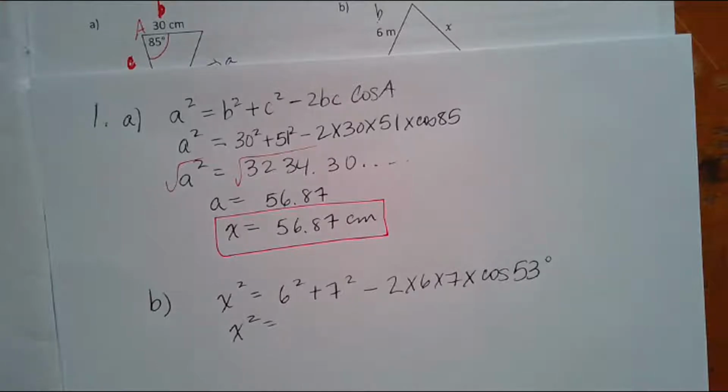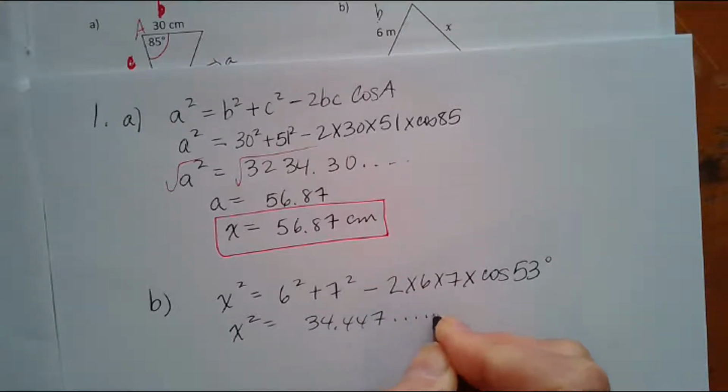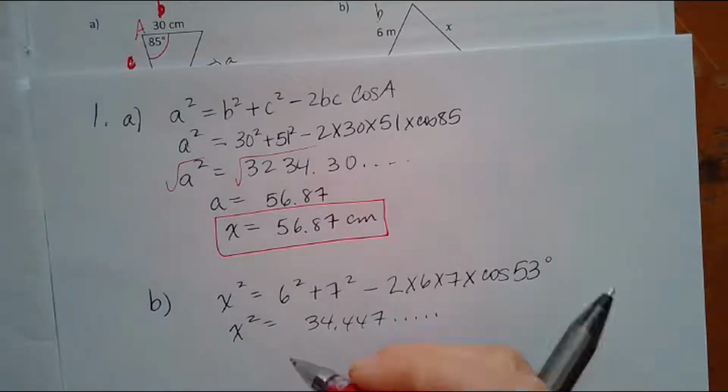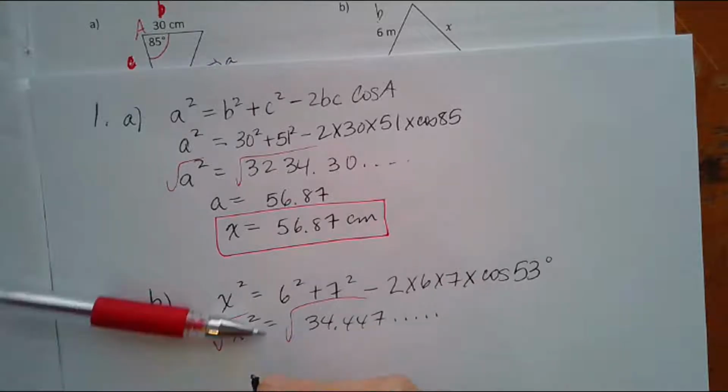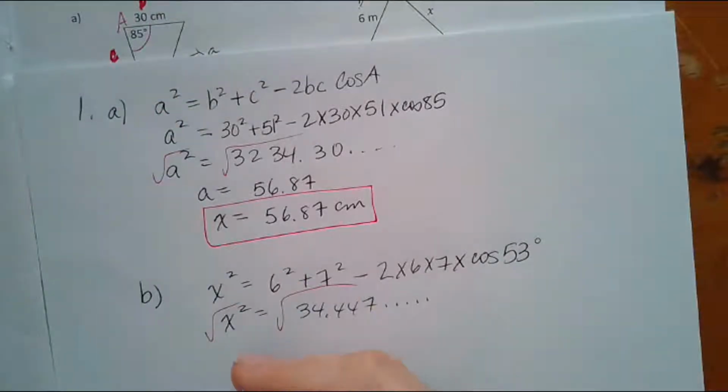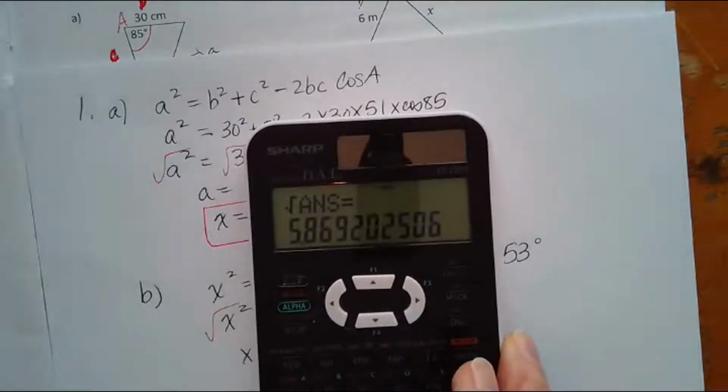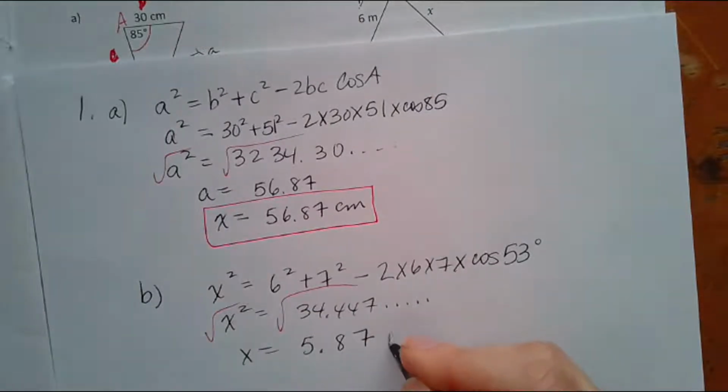So 6 squared plus 7 squared minus 2 times 6 times 7 times cos 53. And I get a big, huge answer. Again, this is my way of showing you, I'm just leaving that in the calculator, right? Then I square root this whole thing to figure out what X is. So X equals 5.87 if I round properly, 5.87 meters.